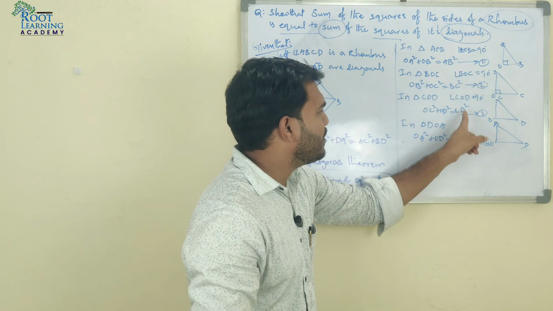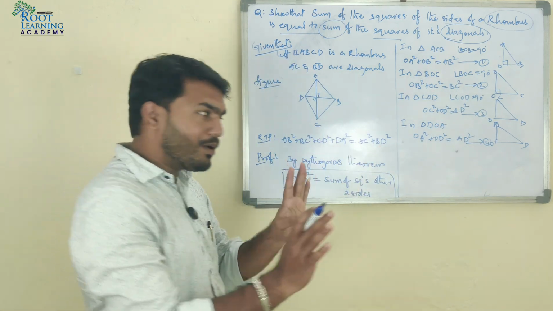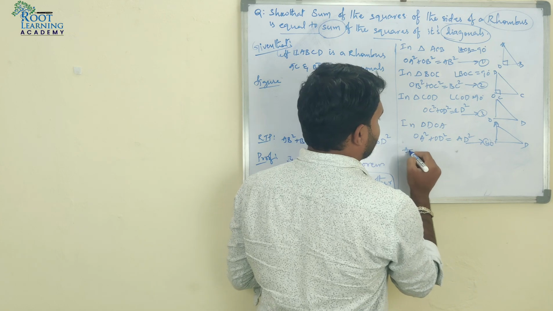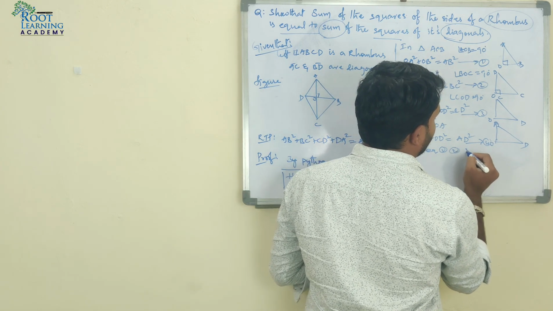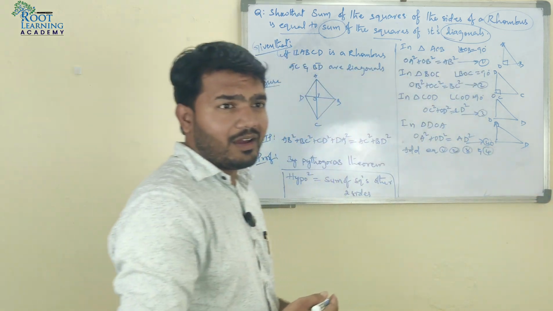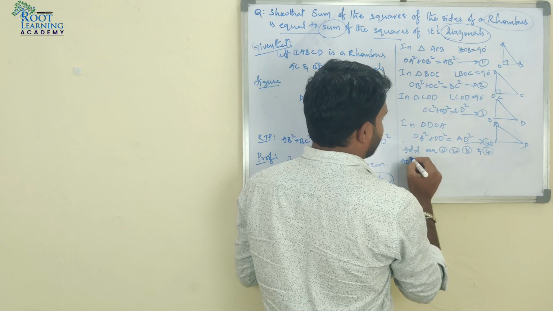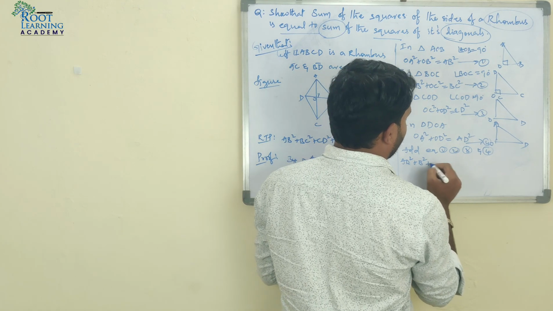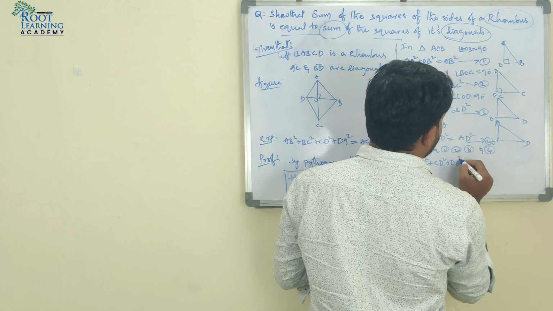Did we get our LHS here? AB square, BC square, CD square and DA square, right? Already we got our LHS. So our priority is to add equations 1, 2, 3 and 4. That's it. Already we got half of our answer. See, AB square plus BC square plus CD square plus DA square.